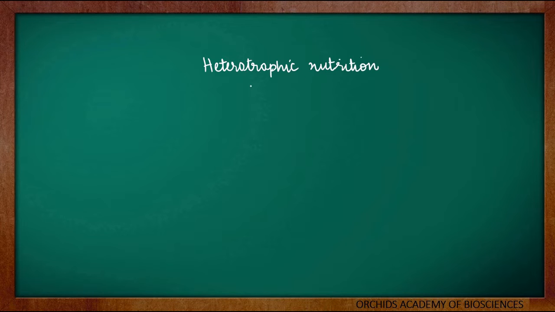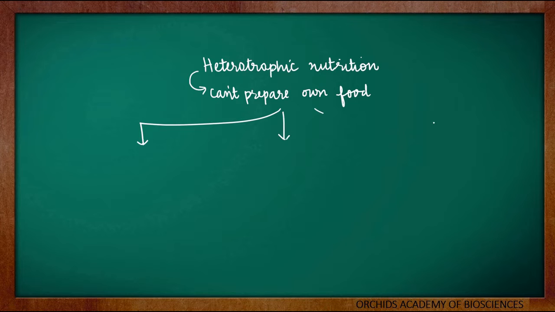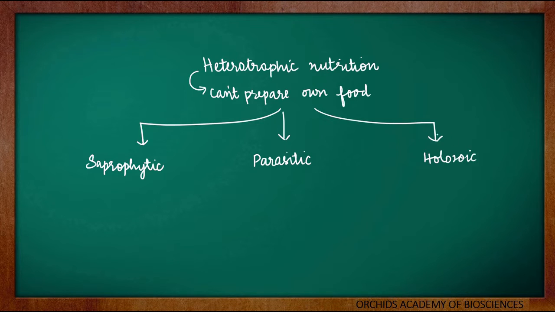As discussed earlier, in heterotrophic mode of nutrition, the organism cannot prepare or synthesize their own food. They completely depend on other organisms for their nutrition. The heterotrophic mode of nutrition can be further divided into three categories. First one is saprophytic nutrition, second one is parasitic, and the third one is holozoic nutrition.